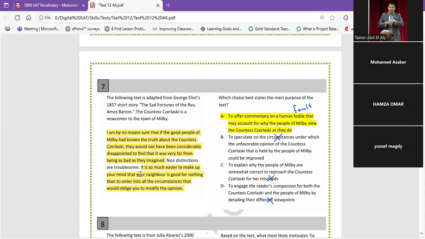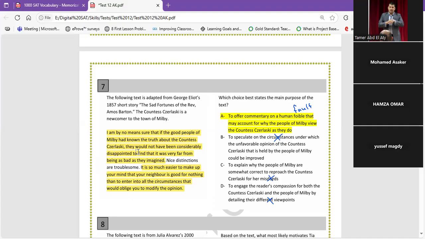The main thing is the real context, the real text. He said here, "I am by no means sure that if the good people of Melby had known the truth about the Countess Zerlisky, they would not have been considerably disappointed to find that it was very far from being as bad as they imagined."